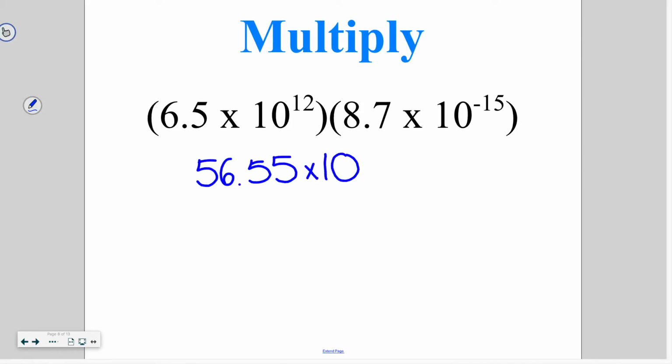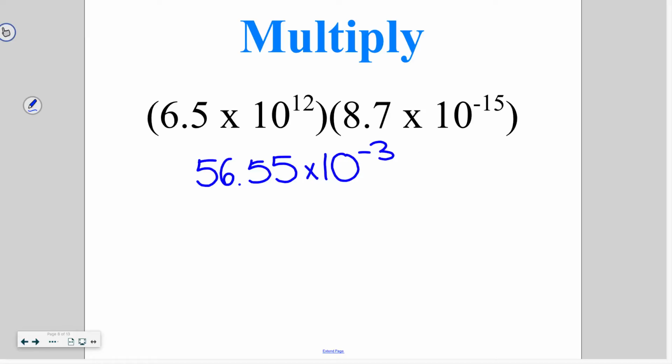Now we're going to follow our product rules for multiplication. So I've got 12 plus negative 15, which is going to give me an answer of negative 3. So we've got 56.55 times 10 to the negative 3rd power. There is something wrong with that answer. The issue is our number in front, 56.55, is not between 1 and 10.